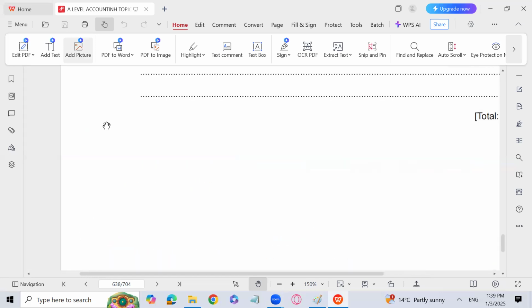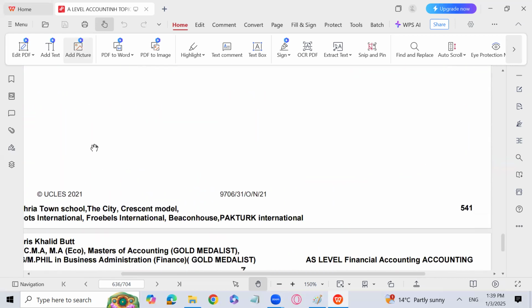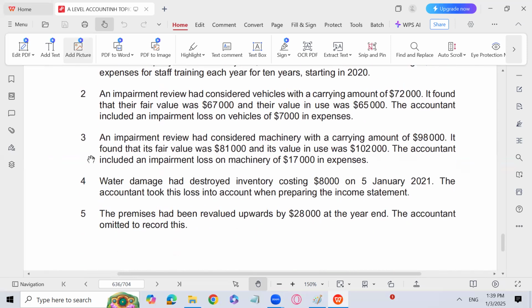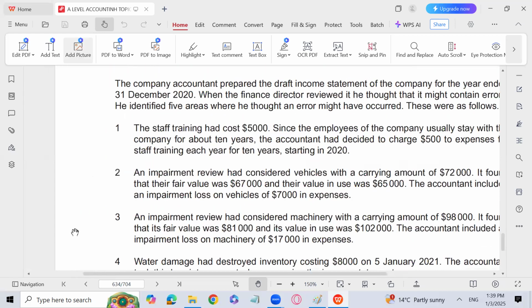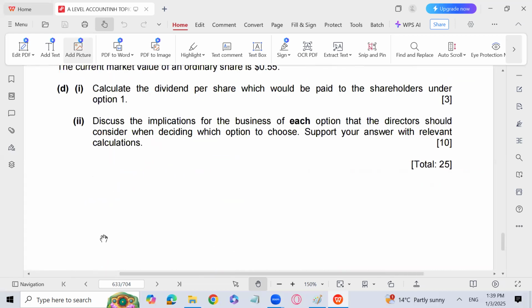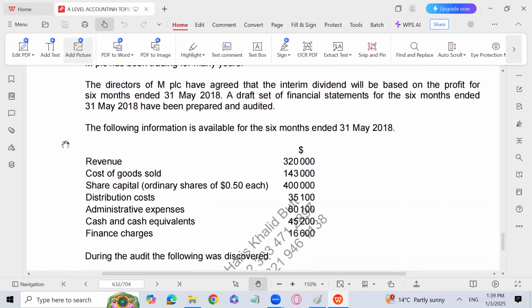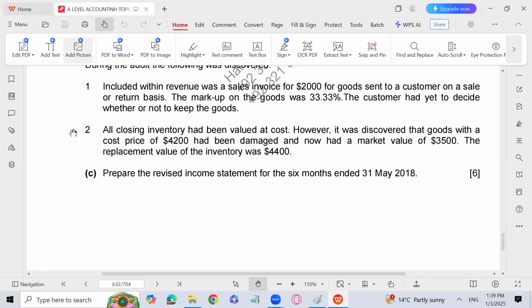So I have done this question for you. One more question we will solve. There is another question which we need to solve. It's quite easy. So you have to do this question also.